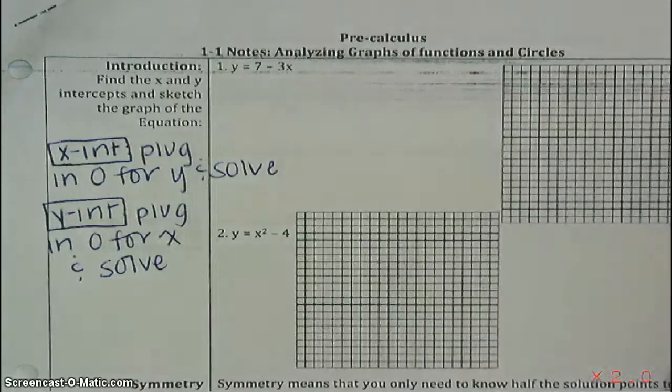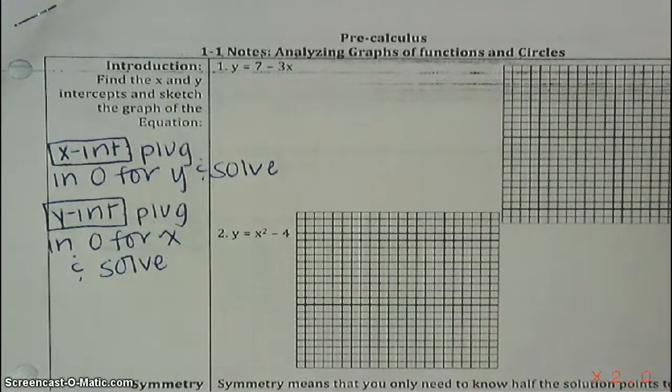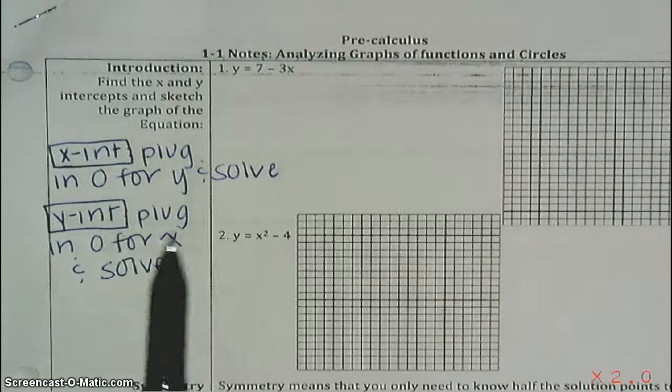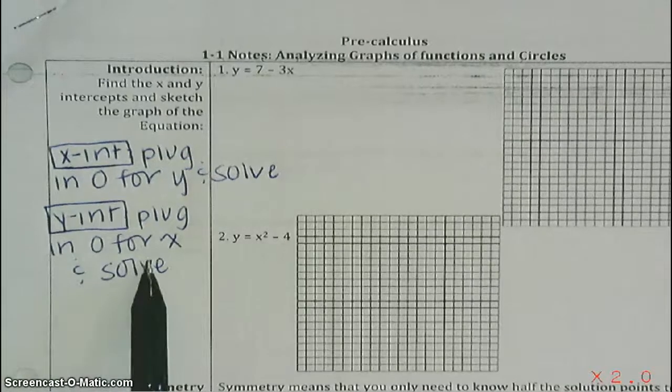Right, welcome to Chapter 1. This is going to be Section 1.1. It's on analyzing graphs of functions and circles. Just a quick reminder on how to find x and y intercepts. If you want to find the x-intercept, you're going to plug in 0 for y. And if you want to find the y-intercept, you're going to plug in 0 for x and solve.